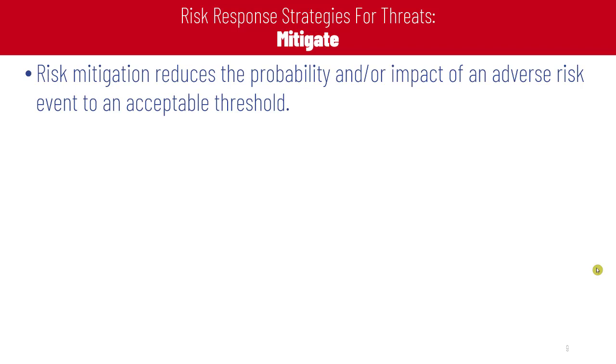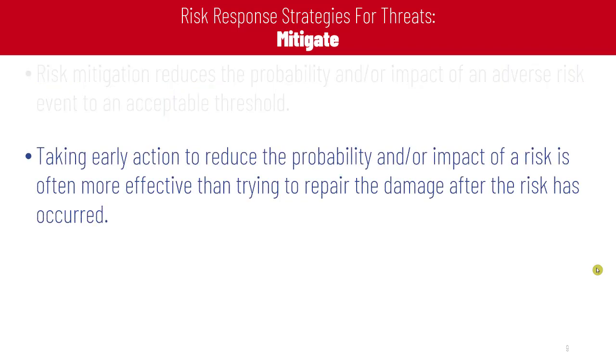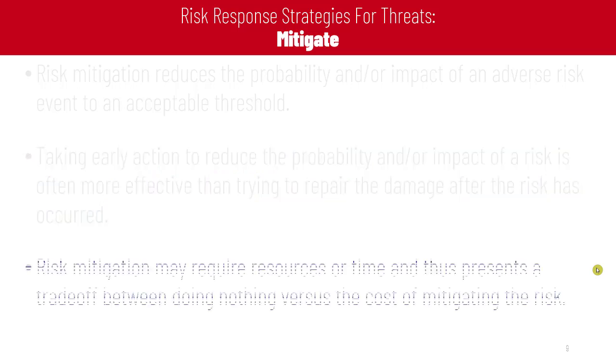The third risk response strategy for threats is mitigate. Risk mitigation reduces the probability and/or impact of an adverse risk event to an acceptable threshold. That means if we can't eliminate the risk completely, we can still mitigate its impact, or reduce the probability or impact of the adverse risk, to an acceptable threshold. Taking early action to reduce the probability and/or impact of a risk is often more effective than trying to repair the damage after the risk has occurred.